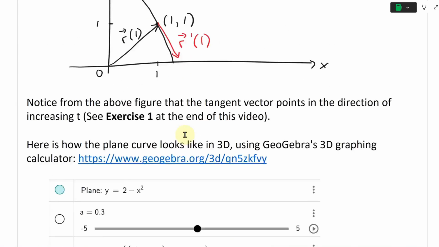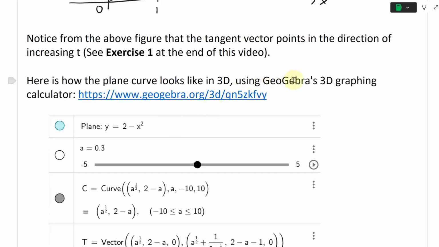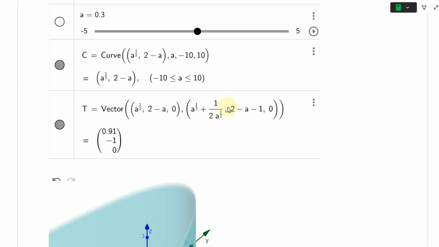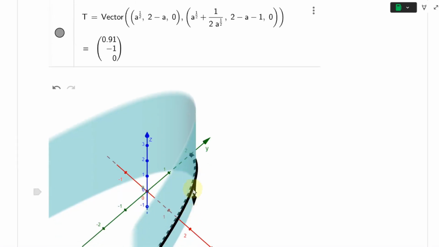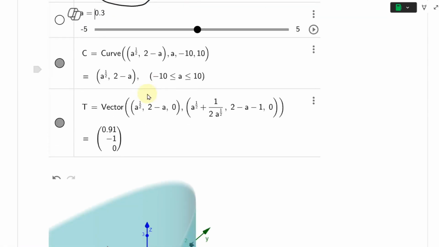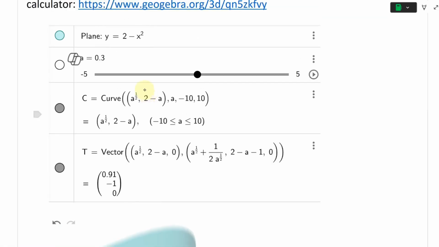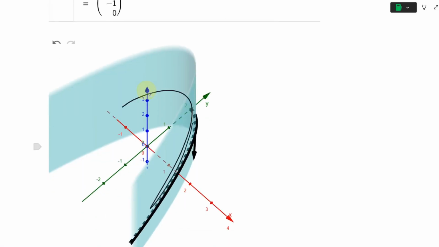I'll graph it out in GeoGebra to see how that is. So here's how the plane curve looks in 3D using GeoGebra's 3D graphing calculator. I also added a vector right here, so you can play around with the tangent vector. Now note what I did. Here's the plane. If we have y equals 2 minus x squared and you draw it in 3D, the z value is going to be infinite. So you basically draw your parabola for the entire up and down, and hence that's why it's a plane curve.